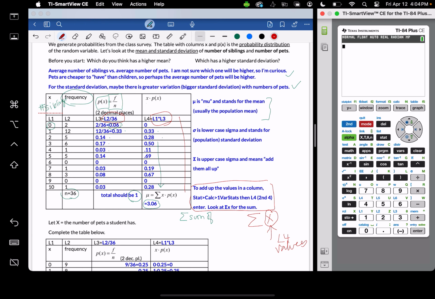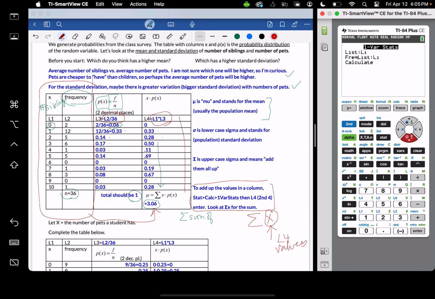Another way to do this would be to go to stat calc one variable stats, put in L1 for my list, put in L2 for my frequency list. This would be if I didn't even want to bother doing columns 3 and 4. What if I just gave this information to my calculator? Could it still come up with this result? Yes, it can.